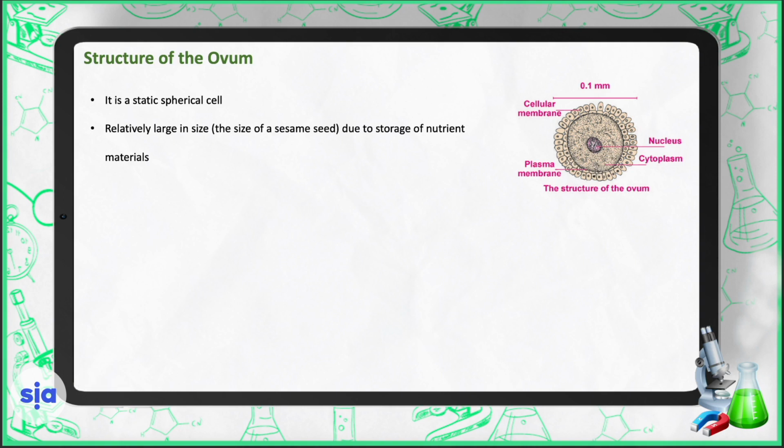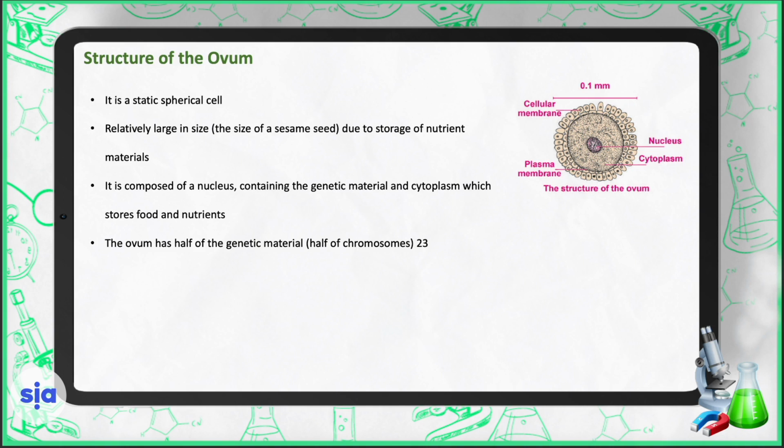The ovum is relatively large in size. It is the size of a sesame seed due to storage of nutrient materials. It is composed of a nucleus containing the genetic material and cytoplasm which stores food and nutrients. The ovum has half of the genetic material, half of the chromosomes of the parent, 23 chromosomes. The cell is coated from outside by an intact cell membrane.